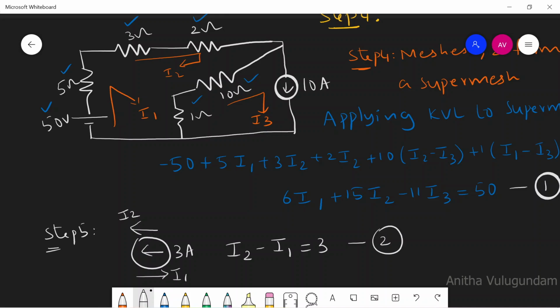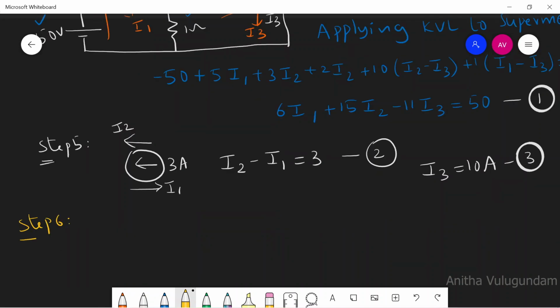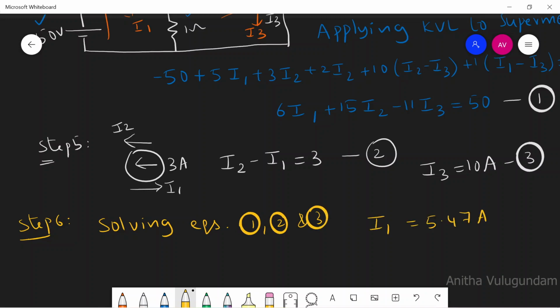And from mesh 3, we can write directly I3 equal to 10 amp, because there is no other source here. Let this be equation number 3. Now using equations 1, 2 and 3, we can solve for the mesh currents. Step 6, solving equations 1, 2 and 3. We get I1 equal to 5.47 amp, I2 equal to 8.47 amp, I3 equal to 10 amperes.